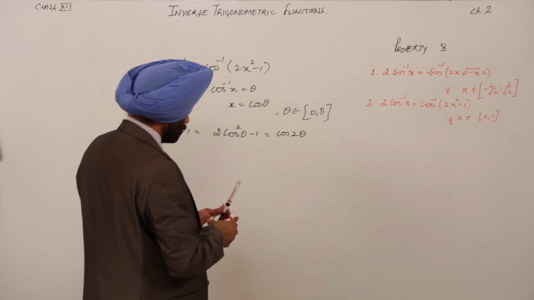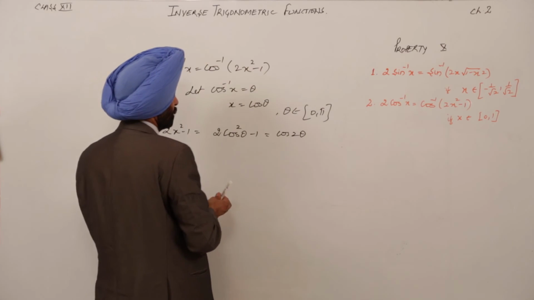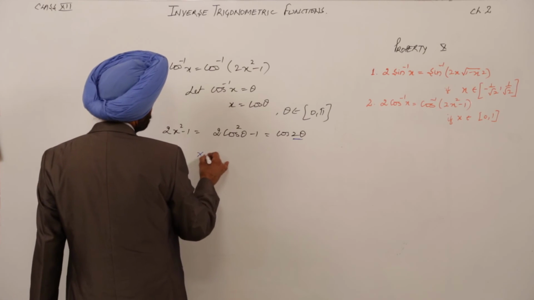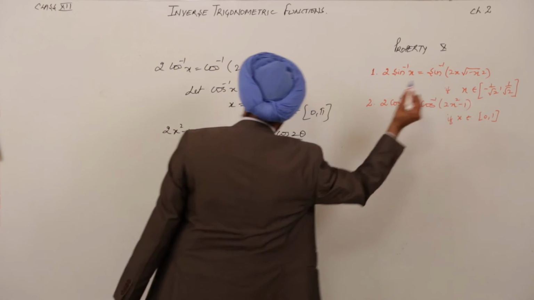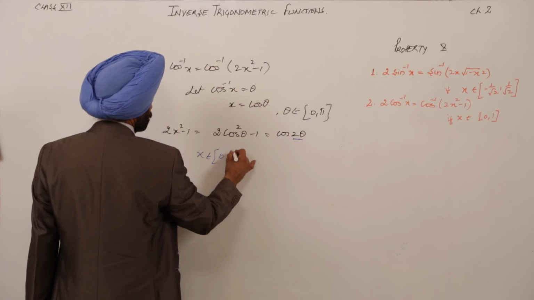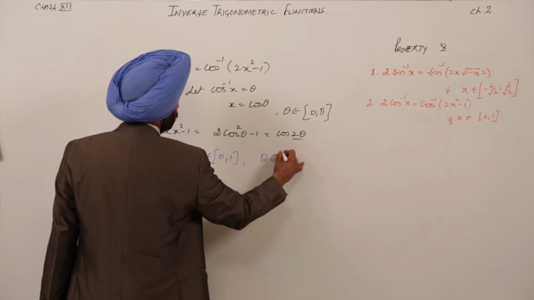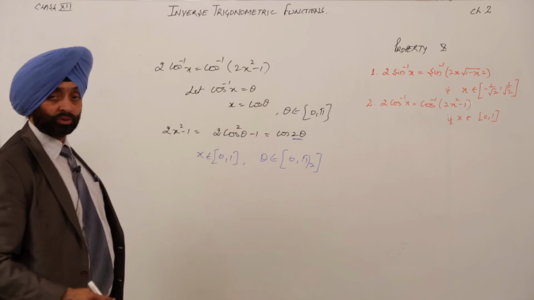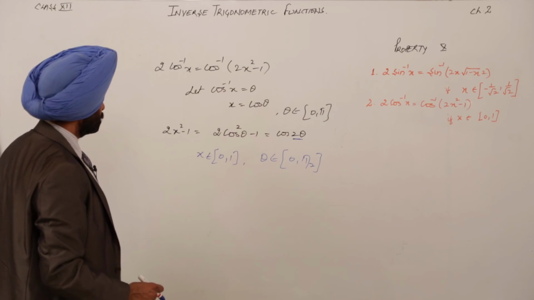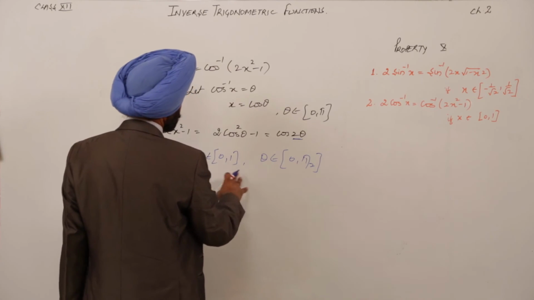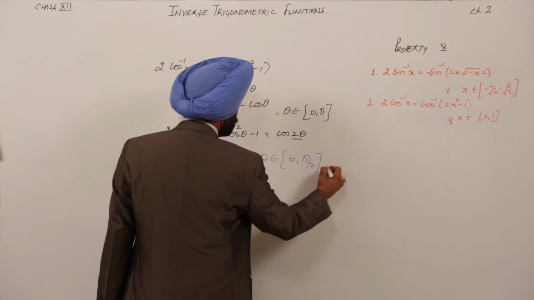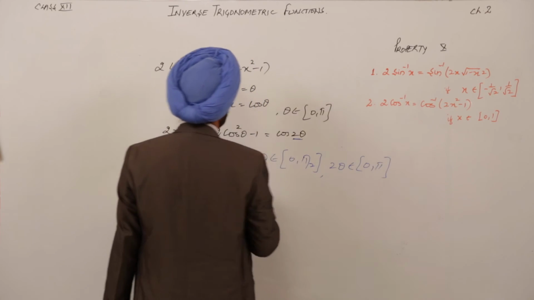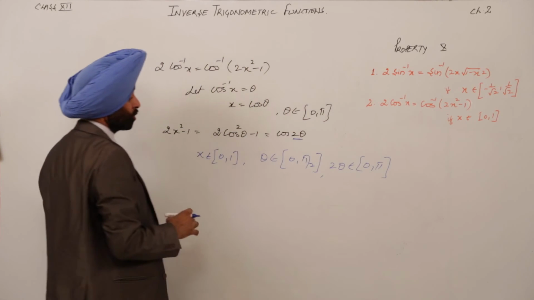Now let's check about our cos 2 theta. Okay, so x belongs to 0 comma 1, therefore theta belongs to 0 comma pi by 2, and 2 theta belongs to 0 comma pi. Here this 2 theta now belongs to 0 comma pi.